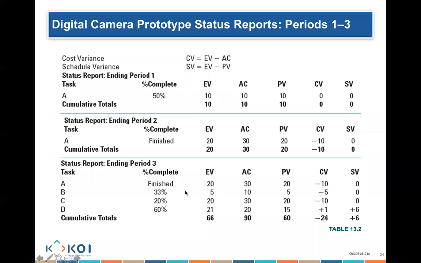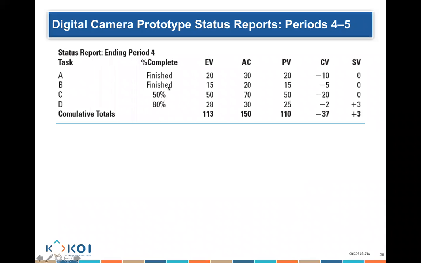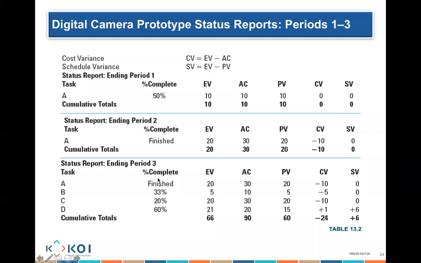Look here. You go and continue. Period 4. We know here, for example, 33% complete means $5. So if that becomes 100% complete, what does the earned value become, guys?